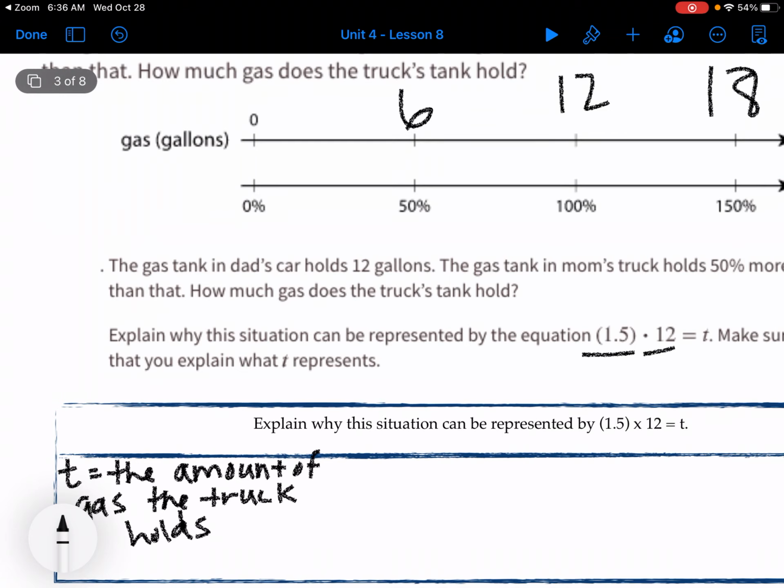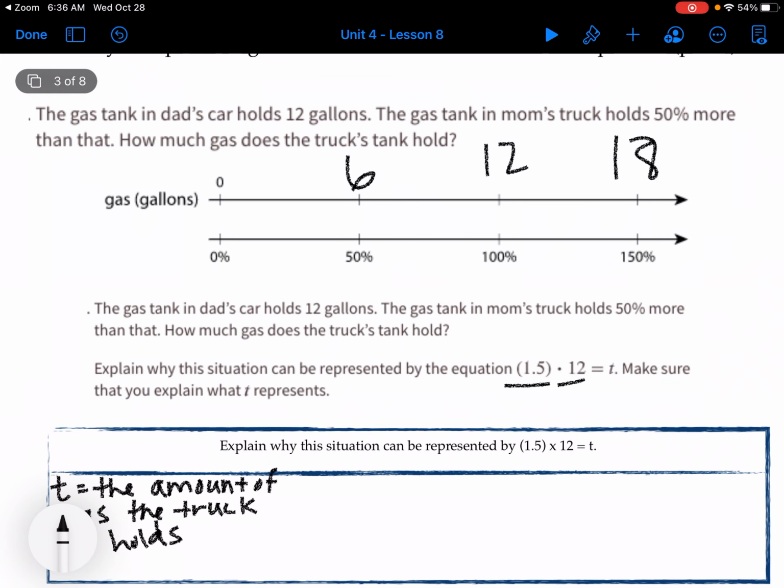So why does this work? Because you're doing 100% plus 50%, right? So you're doing 1 plus 0.5 equals 1.5 times 12, because that's the original amount.